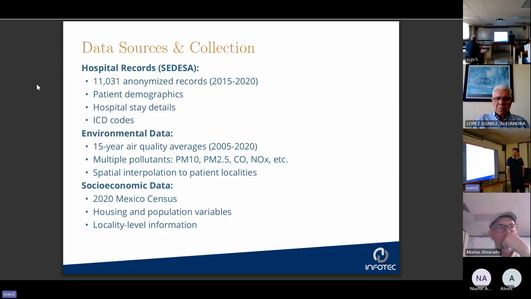About the methodology, we have around 11,000 anonymized records from CEVESA, the Ministry of Health in Mexico City, from 2015 to 2020, with patient demographics, hospital stay details, and ICD codes for disease. For the environmental data, we have 15 years of air quality averages for multiple pollutants, PM, CO, NO, and spatial interpolation of these concentrations across Mexico City. For socioeconomic data, we have the 2020 Mexico census, and we construct a composite index using housing and population variables and locality-level information.